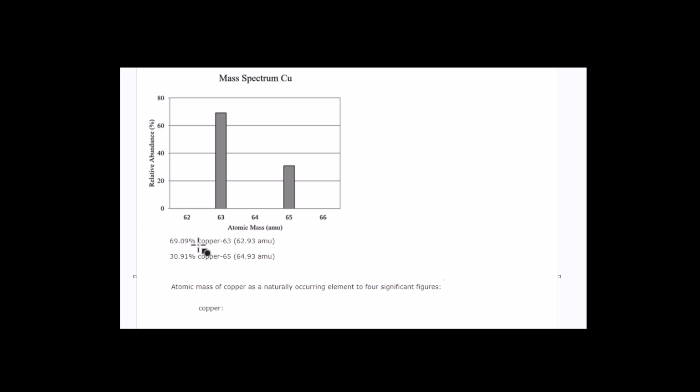69.09% of copper, and this is the copper 63 with the 24 neutrons, and each one of those weighs 62.93. Notice that it's not exactly 63. It'll round off to it. There's some extra factors in the weight of a nucleus that make this number not exactly what you'd expect. But these 70% are this type of copper.